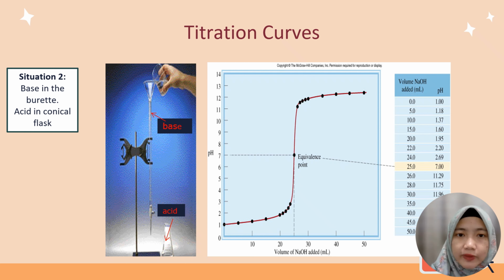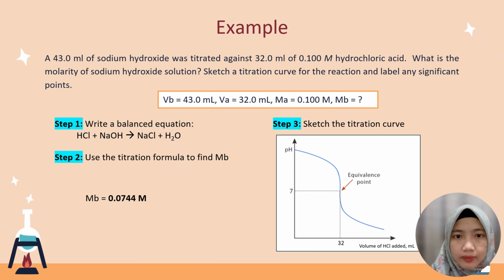For the shape of the graph, since we start with a low pH, when we add base solution, it will increase the pH of the solution inside the conical flask. So we will have an increasing type of titration curve. This is how it looks like. It will increase. And then you also need to identify where the equivalence point is, which is pH 7.